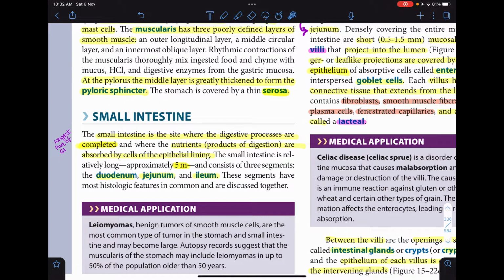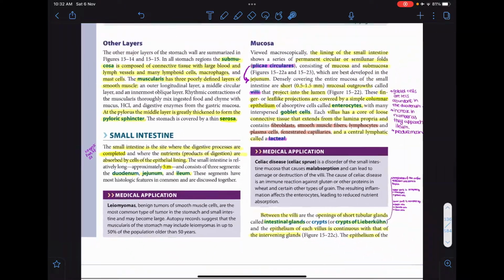The small intestine is relatively long, it's about 5 meters in length and it's the longest part of the GI tract. It consists of 3 segments, the duodenum, jejunum and the ileum, and these segments have most histologic features in common and they are discussed together.